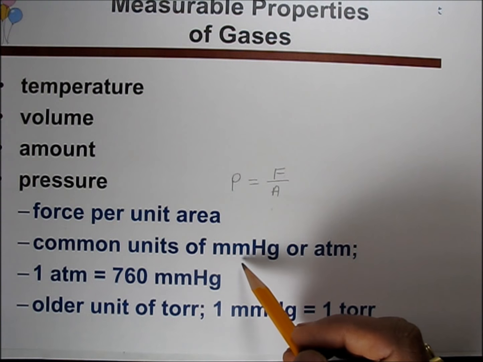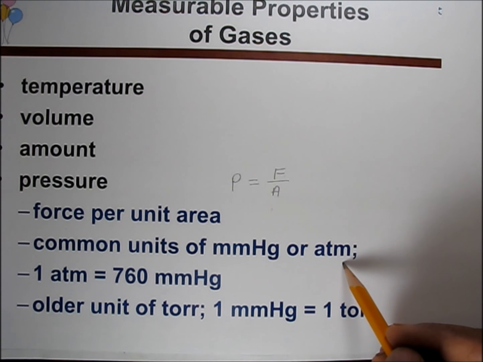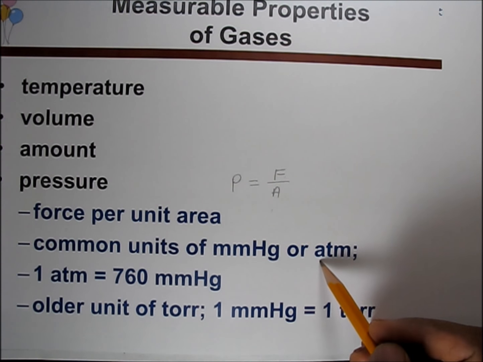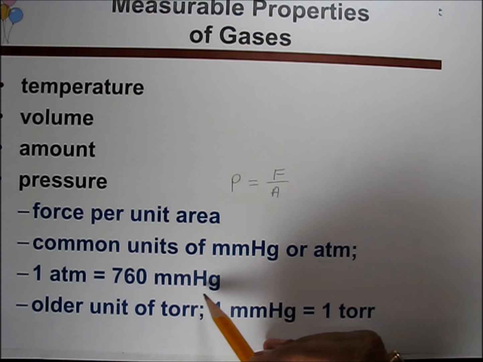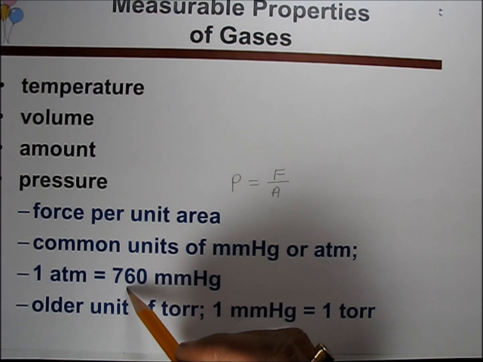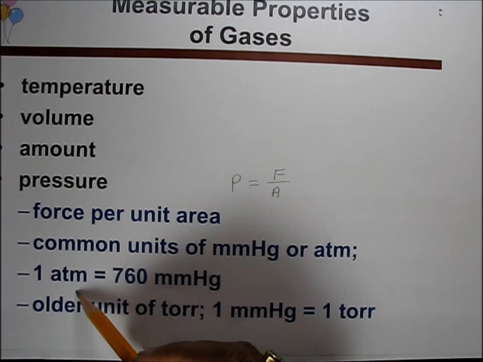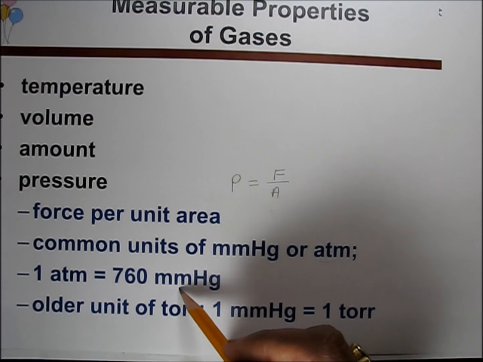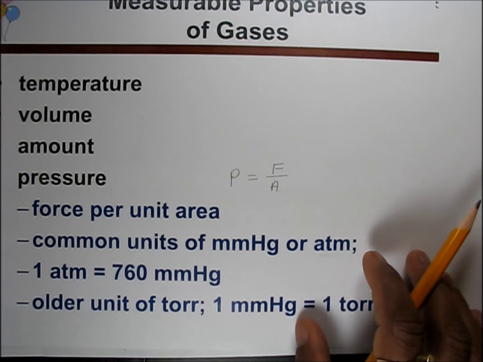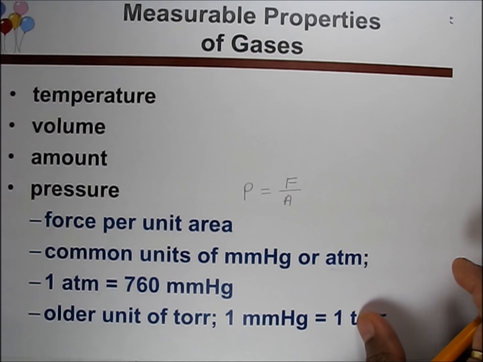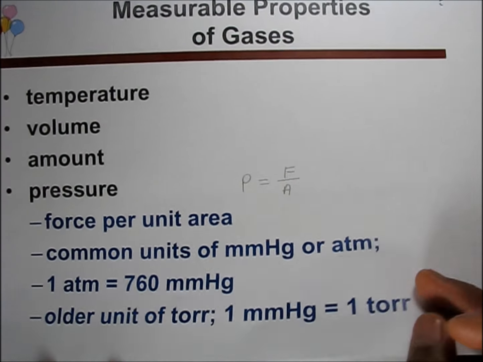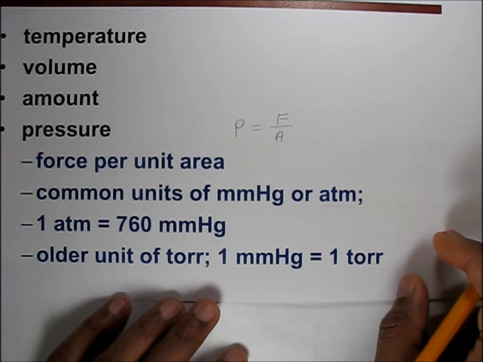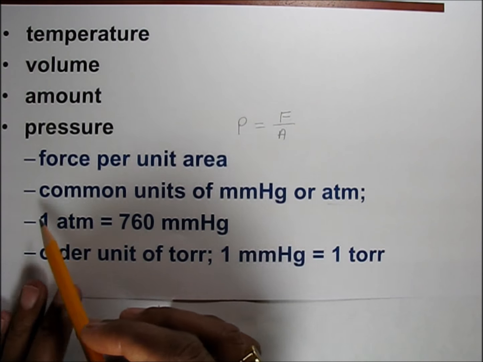The common units of pressure are millimeter Hg, or atmospheric pressure, whose short form is atm. And 1 atmospheric pressure is equal to 760 millimeter Hg. So these two units are very important. You have to memorize this one, and you will use it several times in several places.